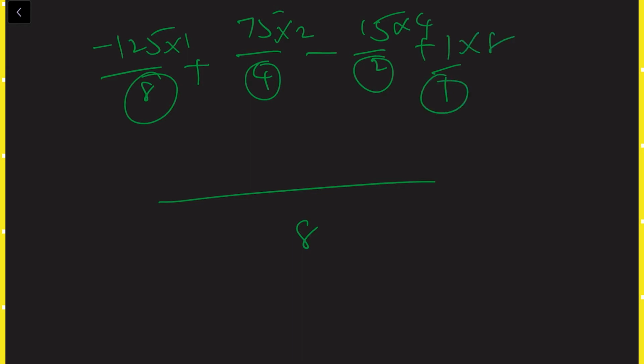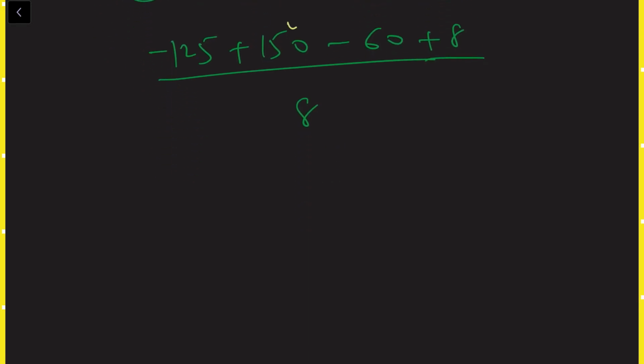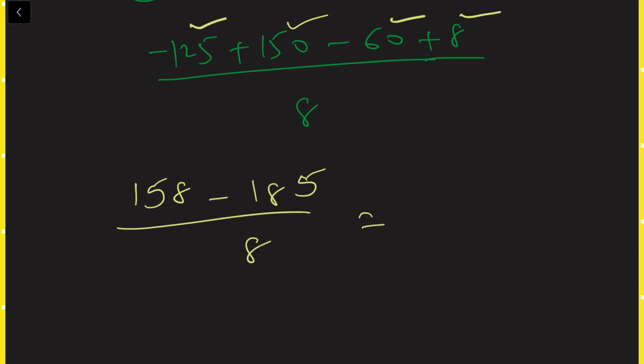So minus 125 1s are minus 125, plus 75 2s are 150, minus 15 4s are 60, plus 1 8s are 8. I'll do additions and subtractions. Here 150 plus 8 is 158, minus 125 and 60 minus 185, sorry, not 165, 185, divided by 8, which is equal to, if you do subtraction, 158 minus 185, it is minus 27 divided by 8. So the remainder is minus 27 by 8.